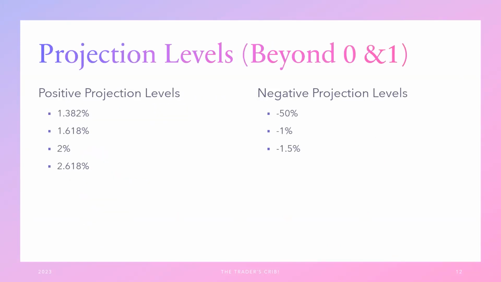So we do have levels that go beyond 0 and 1, meaning 0 and 100%. These are your projection levels, how you get an idea of where price will go next if it breaks through your 0 or 1. You have some positive numbers and some negative numbers, because depending on how you draw it, it's going to go for your resistance or your support levels. So that's why it's positive or negative.